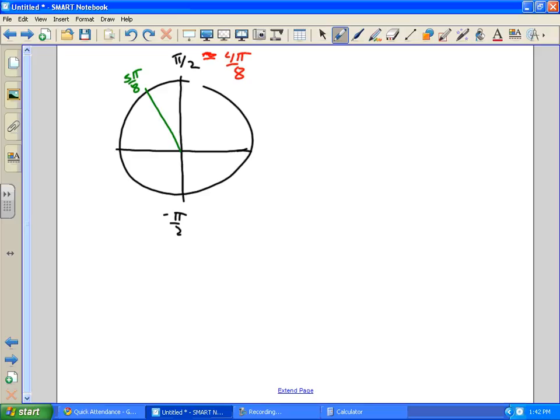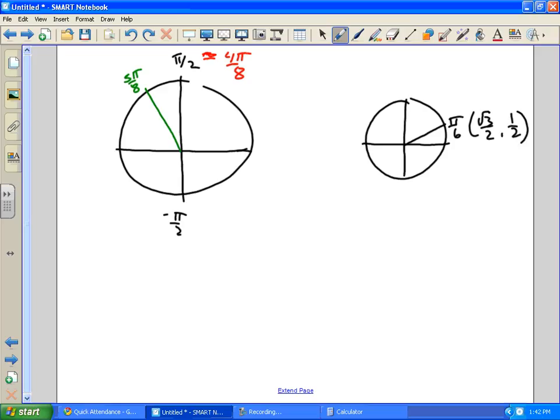So how could I get another angle in this quadrant that does work? Well, look at this for a second. Let's look at the circle one more time. Let's look at angles we know. Pi over 6. That's radical 3 over 2, comma, a half, isn't it? Isn't there another angle in quadrant 2 that has a sine value of a half? What is that angle? 5 pi over 6 is negative radical 3 over 2, and a half.